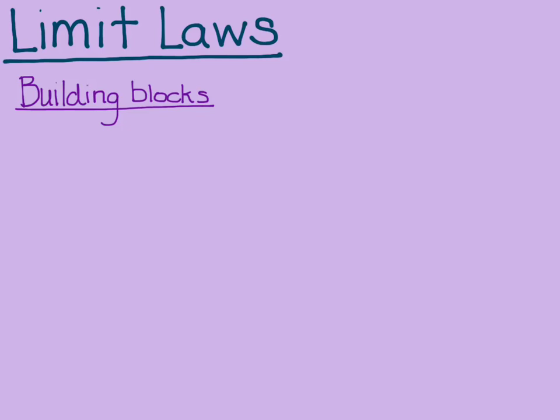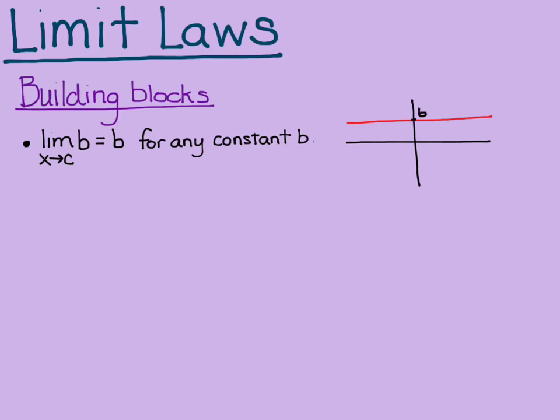So to start off, let's start with some building blocks. The first building block is that the limit as x goes to c of the function y equals b is b for any constant b. To verify this, we can look at a graph of the function y equals b. Remember, that's just a horizontal line through the y value b. And no matter where we put c on the x-axis, as we get closer and closer to x equals c, the y value is going to be b. And that's simply because the y value is b everywhere. Therefore, the limit as x goes to c of b equals b.